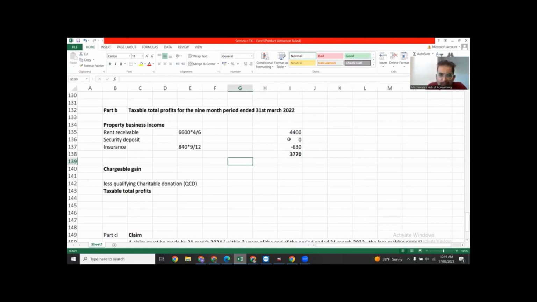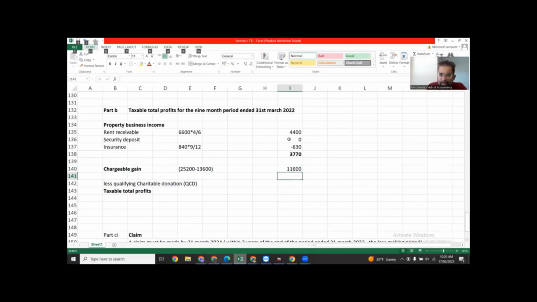Now, wait. For chargeable gain, very simple. DP less index cost. What was your DP? Your DP was 25,200 minus your index cost was 13,600. Remember? So this will be 11,600.